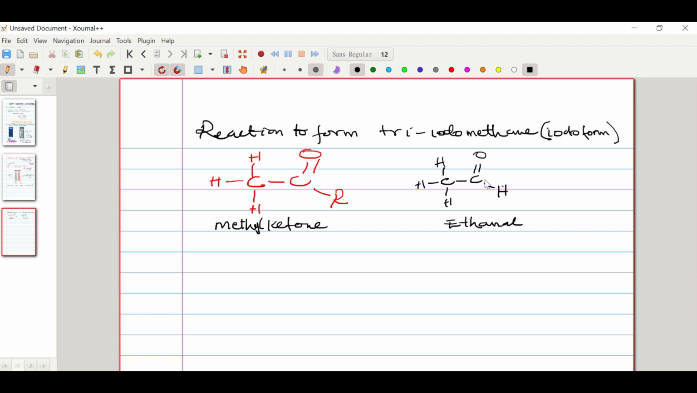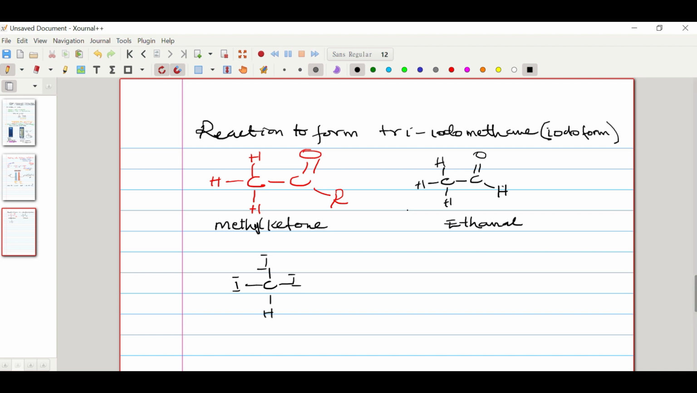So what is the test? How do we carry out the test? We have to know what triiodomethane is first. Of course, we know triiodomethane. It's a methane that has 3 iodine atoms. That is methane that is substituted with 3 iodine, something like this.